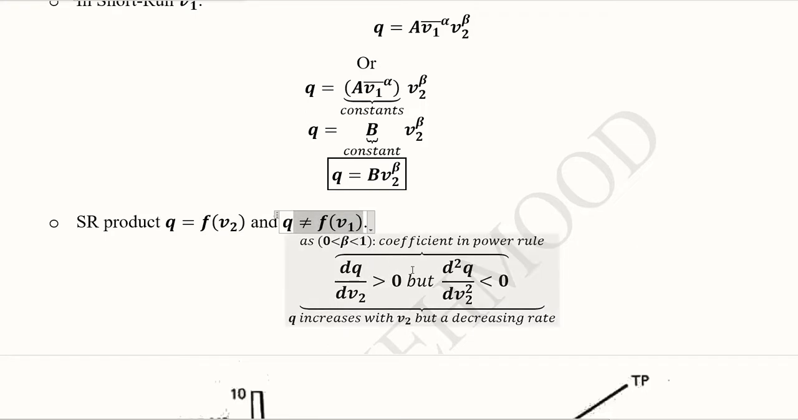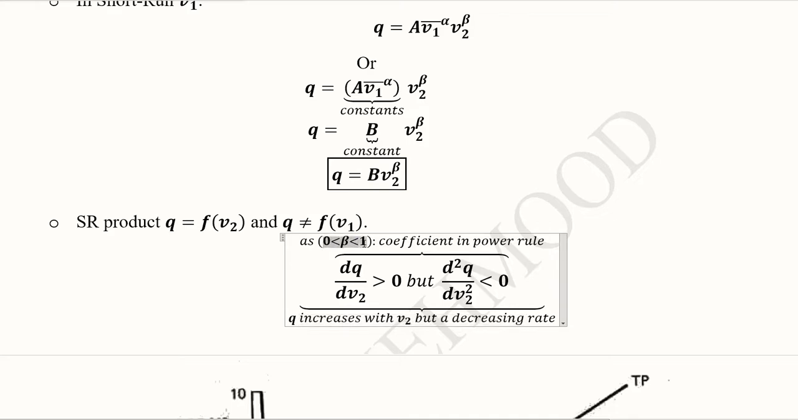And when we make the diagram of the total product curve in the short run, it will have a positive slope because the rate of change of it with respect to V2 is positive, because when we invest more in V2, output will increase, but this increase will be decreasing in nature, that is diminishing returns will hold, because when we use V2 for the second differentiation, the second order derivative of Q is negative. So Q increases but at a decreasing rate with respect to V2.